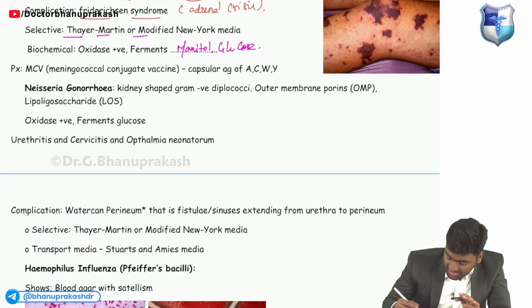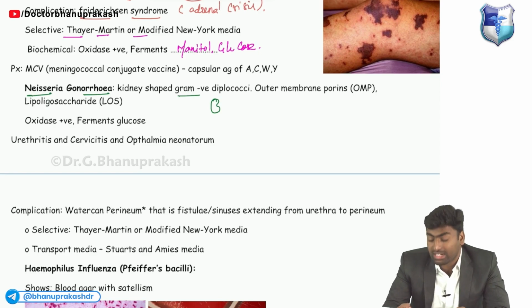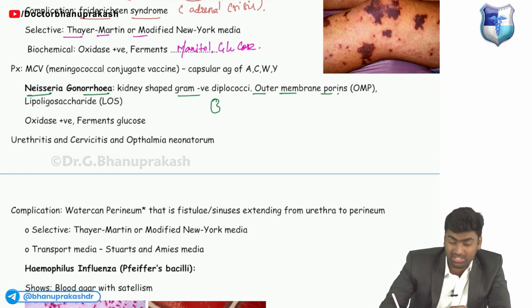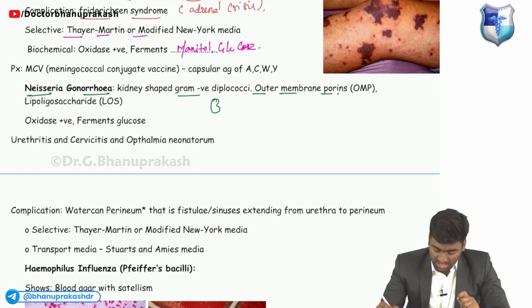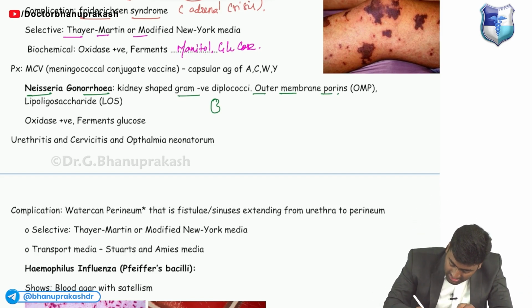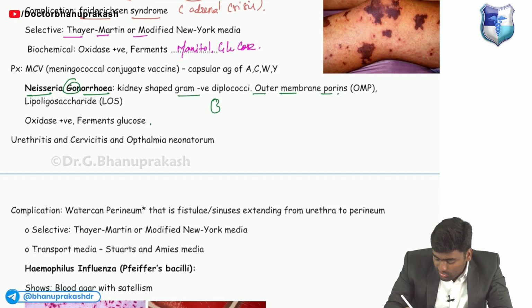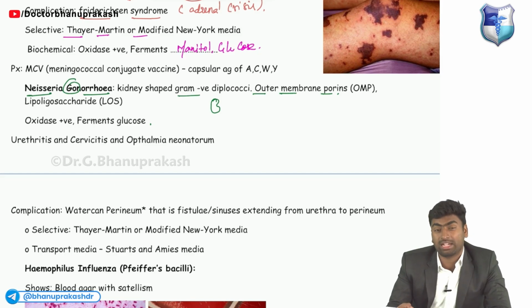In the case of Neisseria gonorrhoeae, it has a kidney shape, and it is also gram-negative, having outer membrane proteins. But see, this is only G. There is no M. So it will ferment just glucose. It won't ferment mannitol. I guess things are clear.